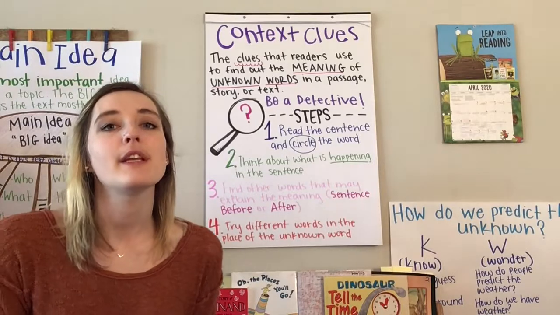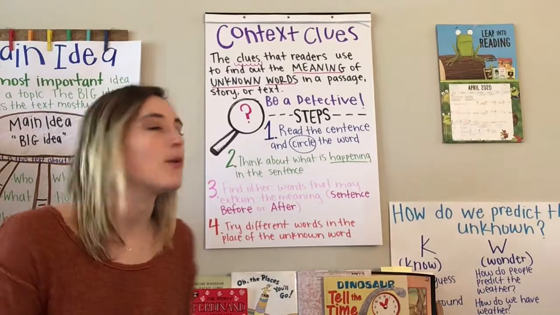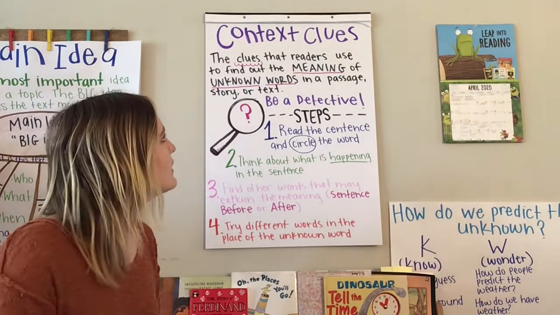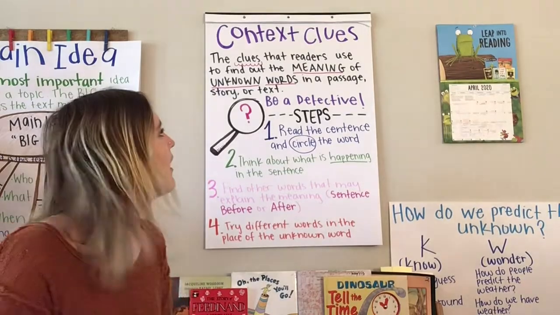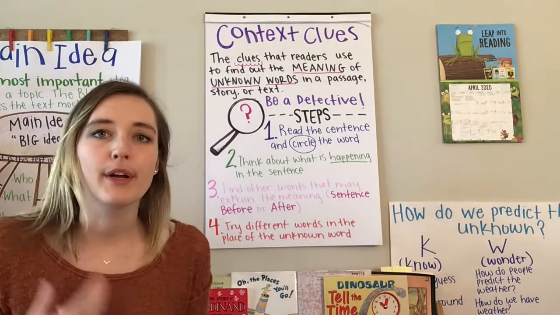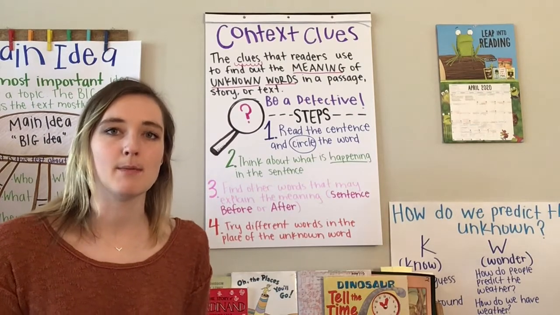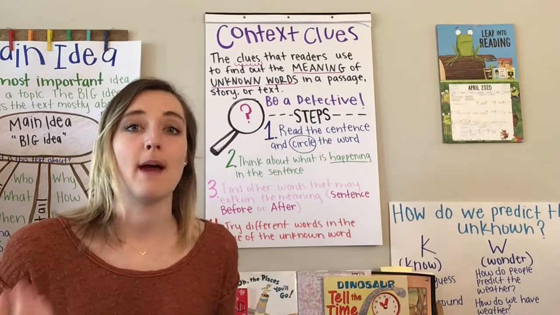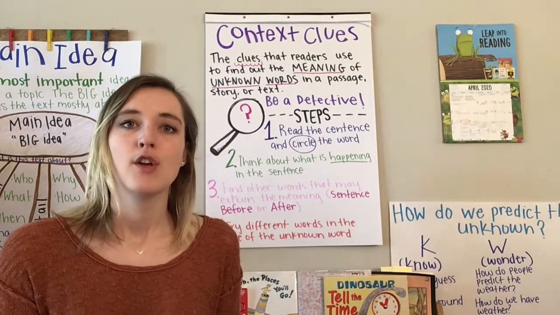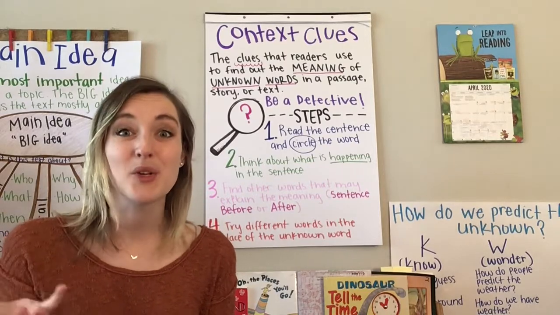All right, so first we need to define what context clues are. Basically, they are the clues that readers use to find out the meaning of unknown words in a passage, a story, or a text. So context clues are the items around the unknown word that you can use to determine what the meaning is. If you have an unknown word, a lot of the times your text can tell you what the word is.